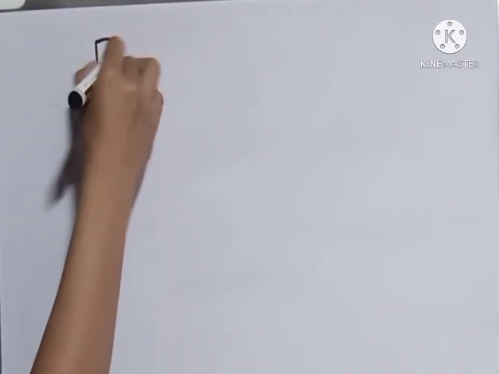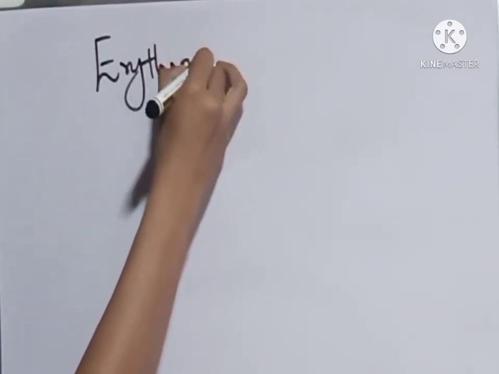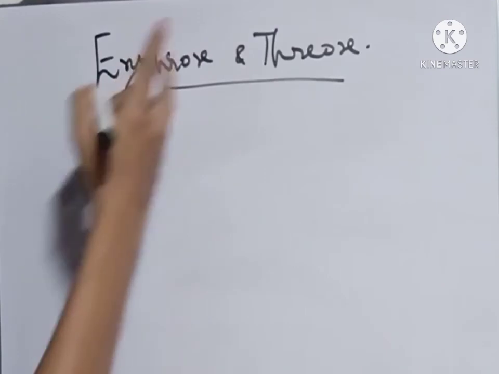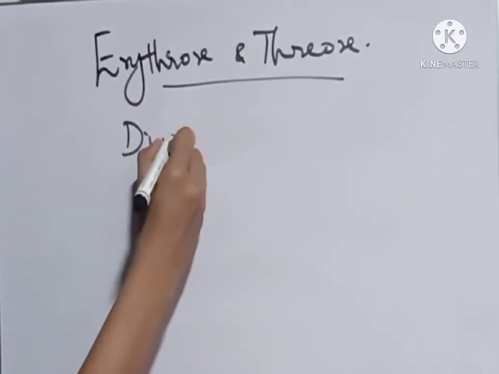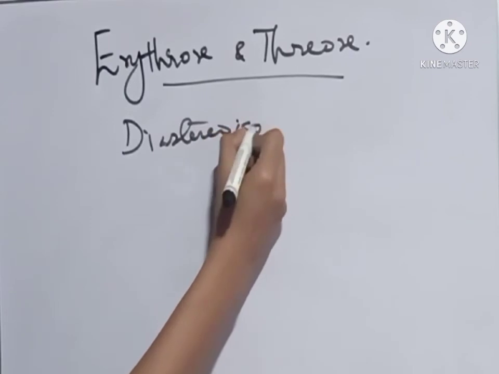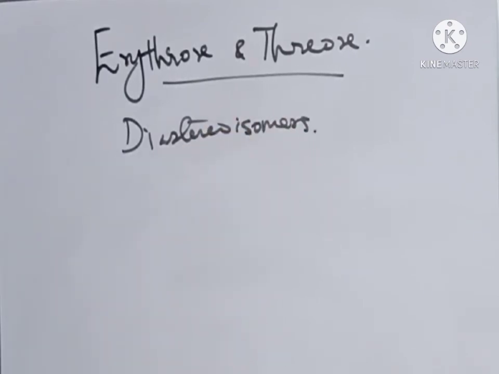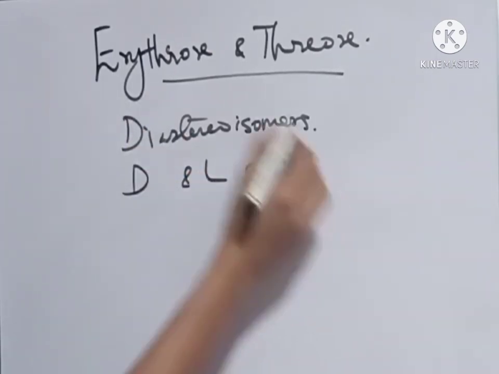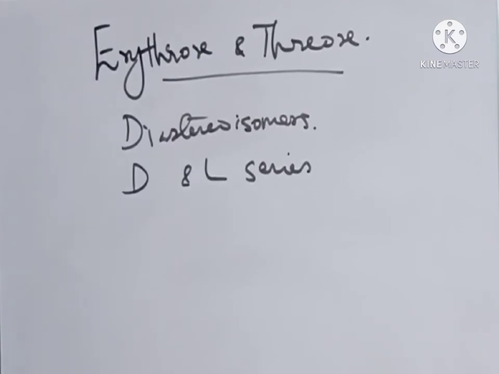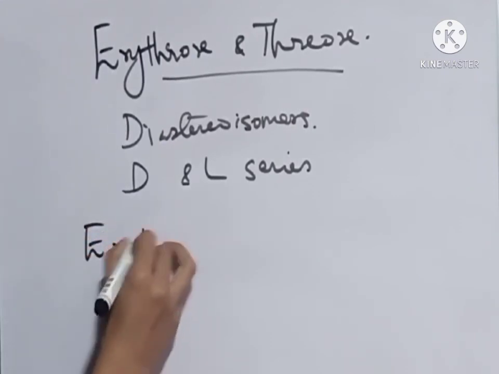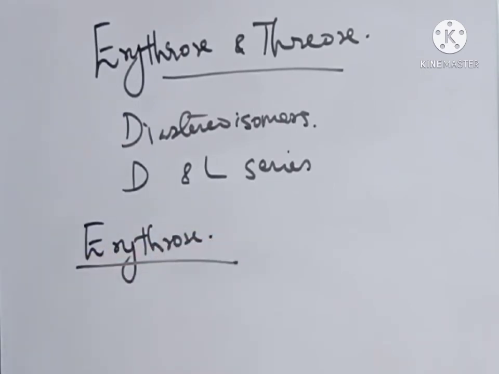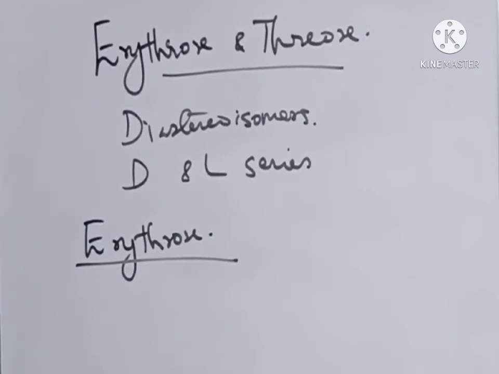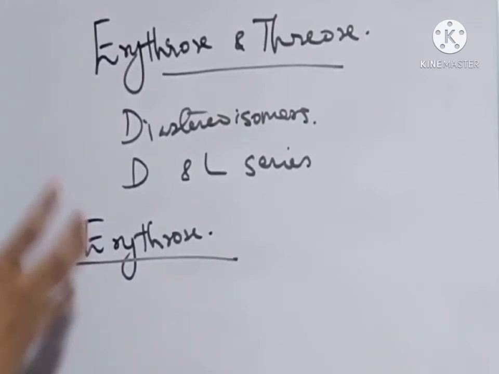Then erythros and threos. Erythros and threos are the diastereoisomers. D and L series of erythros and threos structures are there. Actually, erythros means in a stereoisomer, if both the same groups are on same side, then it is categorized as erythros.